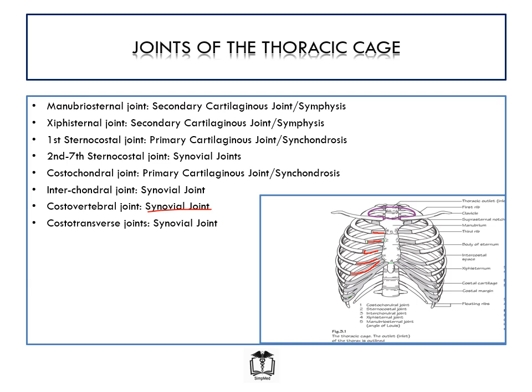And then finally, we have the costotransverse joint. The costotransverse joint is the joint between the tubercle of the rib and the transverse process of the vertebrae, and that joint is also a synovial joint. So we have mostly synovial joints, followed by the primary cartilaginous joint or the synchondrosis, and then followed by the secondary cartilaginous joint or the symphysis.